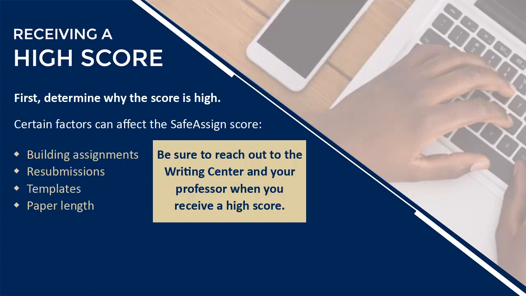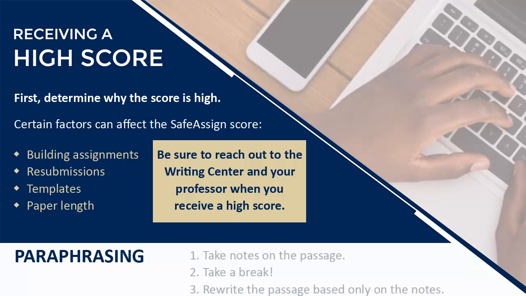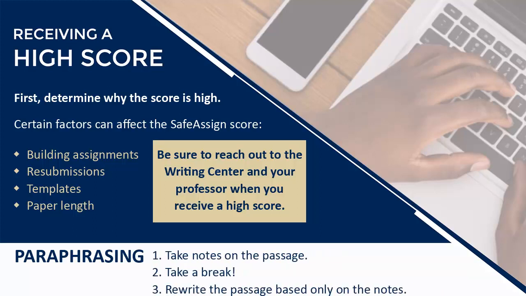If the score is high due to direct quotes or information that matches too closely to other sources, you'll want to work on paraphrasing the passages that are flagged in your report. Paraphrasing well is the best strategy for lowering a SafeAssign score. Try this. After reading over your report, note down the passages that are flagged. Take very brief notes on the content. Use keywords, dates, and figures, but be sure not to write down any complete sentences.